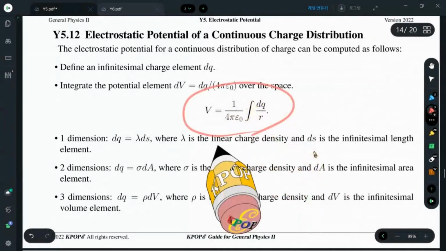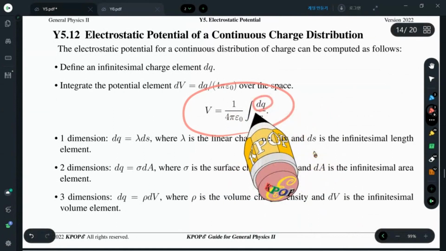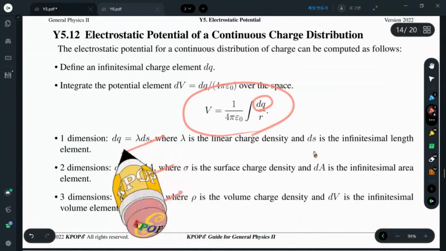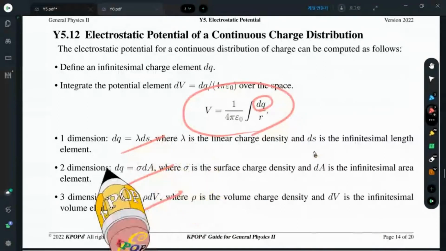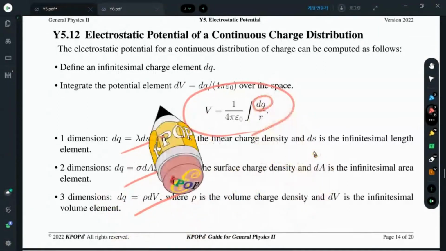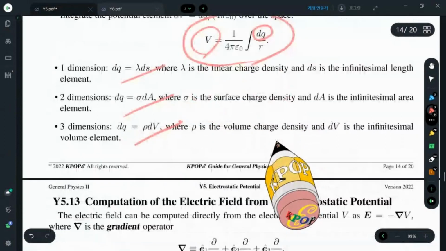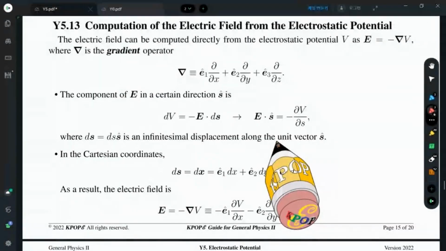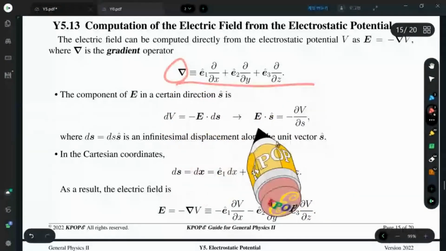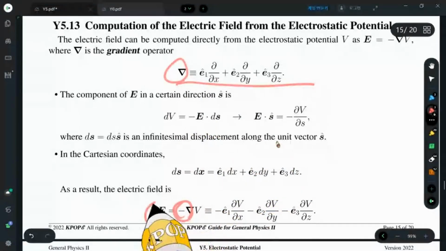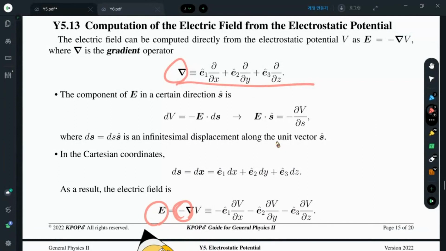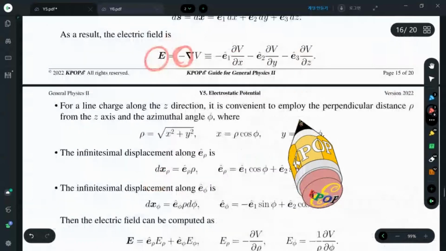If you have a continuous electric charge distribution, we have to integrate the charge over space. Depending on the dimension, sometimes it is a line or curve, a surface or a volume. You have to do this integral to find the net electrostatic potential at a field point. Once you find the electrostatic potential, you apply the gradient with a negative sign, minus gradient, to find the electric field. Many of the checkpoint problems give you very nice examples to try by yourself.